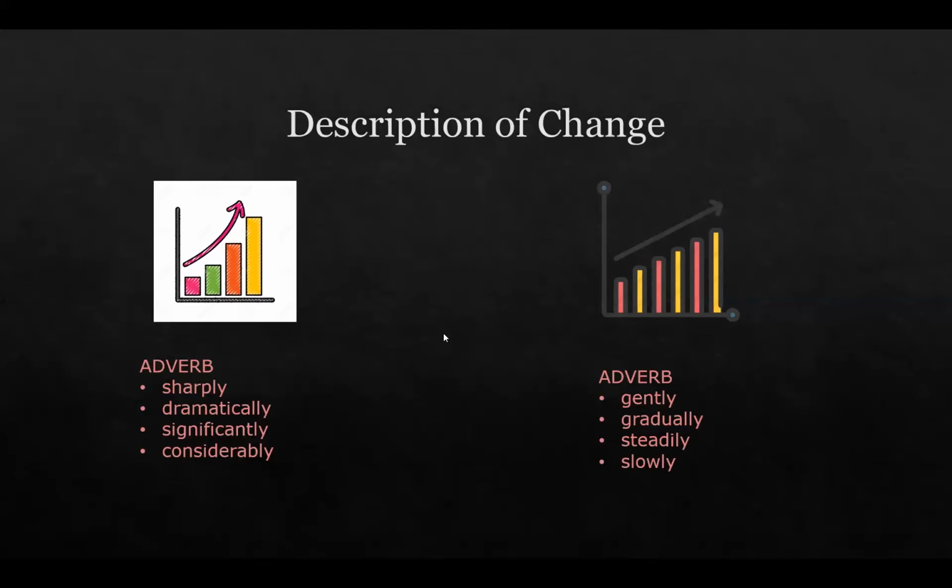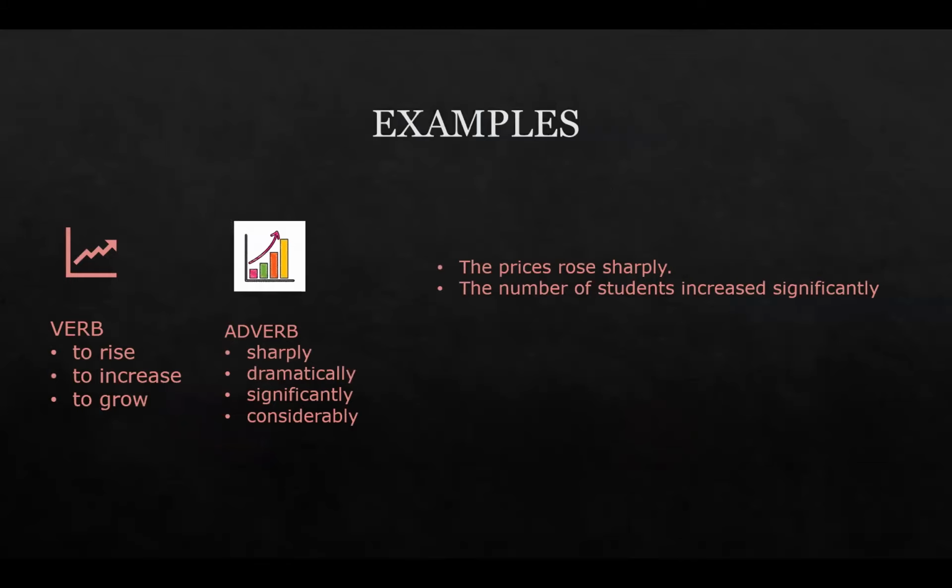You can explain it, and there's some example. So verb is to rise, to increase, to grow. And adverb is sharply, dramatically, significantly, considerably. The prices rose sharply. The number of students increased significantly. Okay.